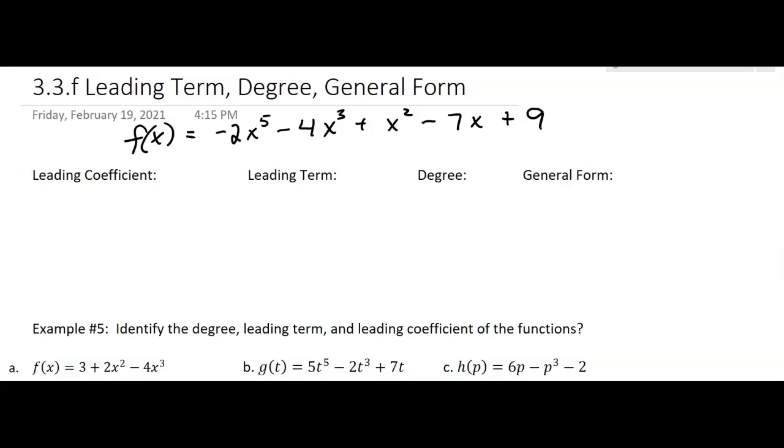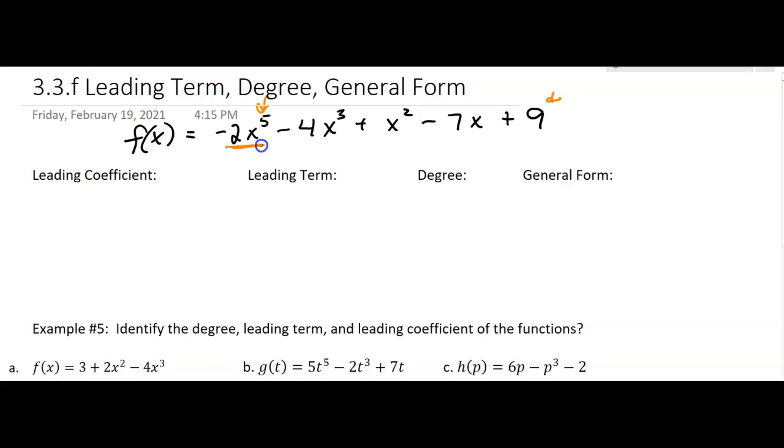So we're going to talk a little bit about this. Notice that the exponents go from largest to smallest, down to 0, right? We have a constant here. So from 5 to 3 to 2 to 1. The 4 is missing, right? We don't have an x to the fourth term, but that's okay. You don't have to have all of the terms there. You just have to have the highest exponent first.